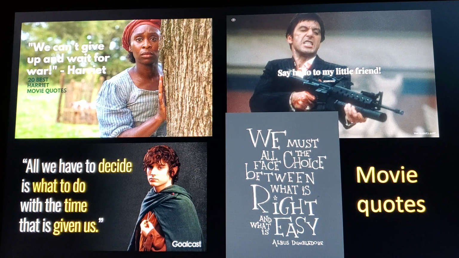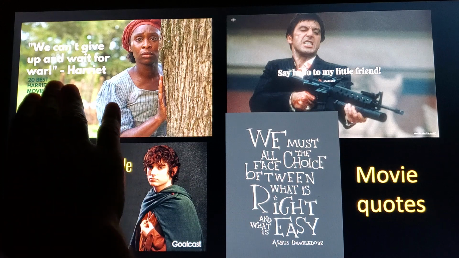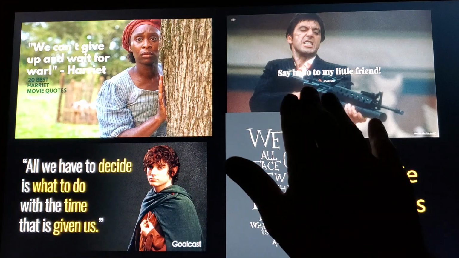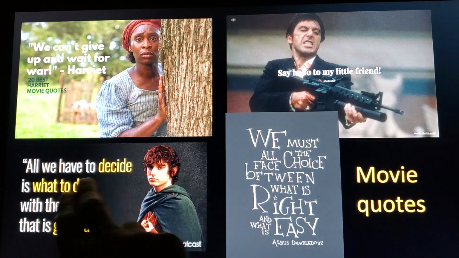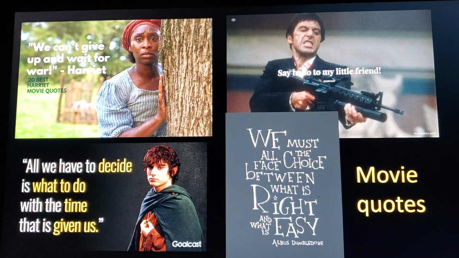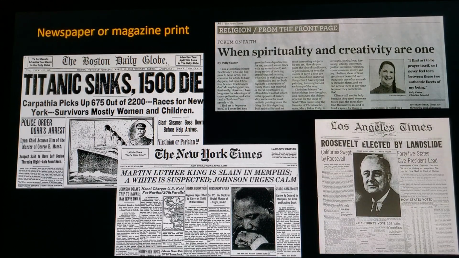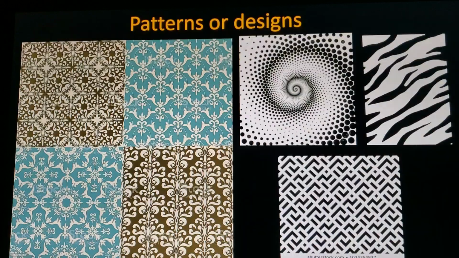Now, depending on what you're doing, obviously this looks like it has to do with conflict and slavery. This is obviously a crime movie. This is Lord of the Rings, and this is Harry Potter. Okay? Newspaper, magazine print. If you were doing something historical, look at some of these magazine titles and then some of the wording and photos that go with them. So think about print that you could find and you could use that in your collage.